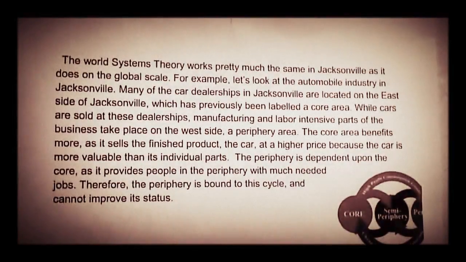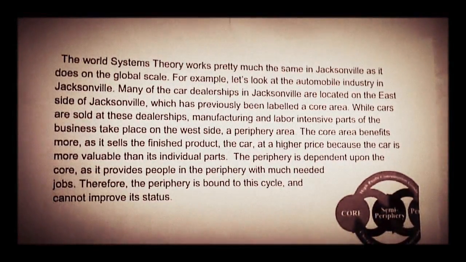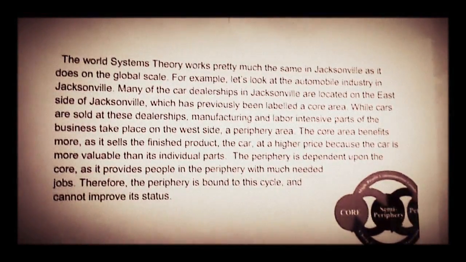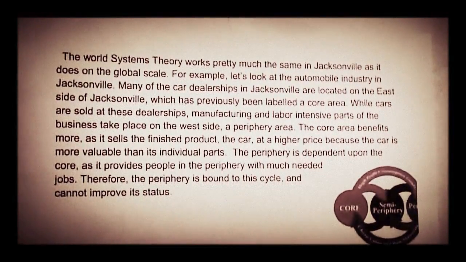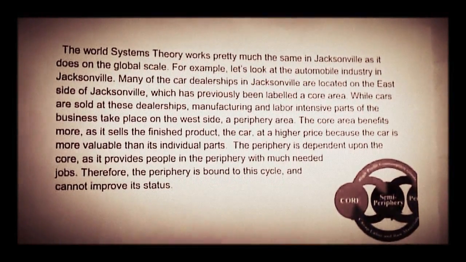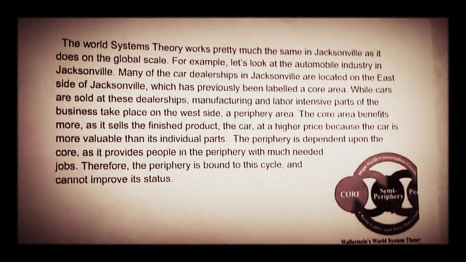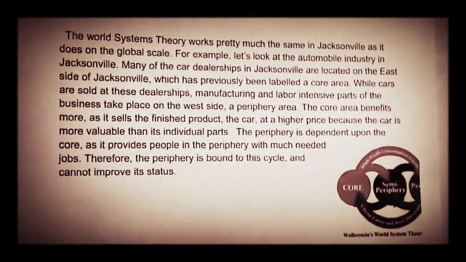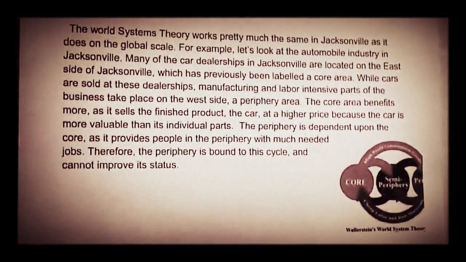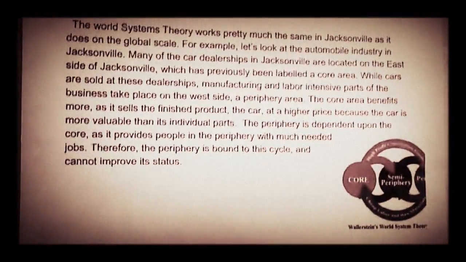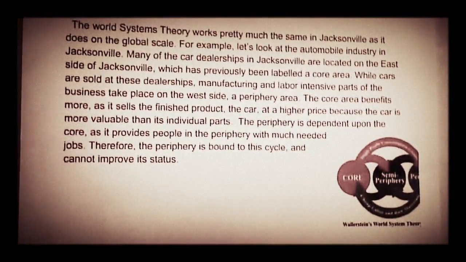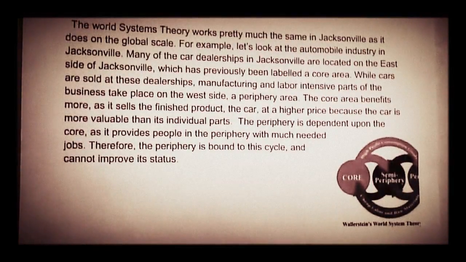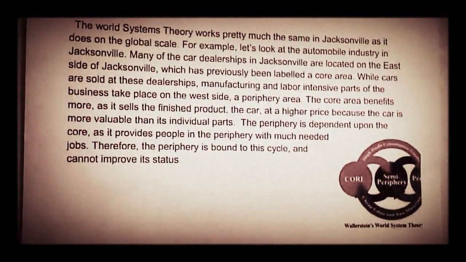For example, let's look at the automobile industry in Jacksonville. Many of the car dealerships in Jacksonville are located on the east side, which has previously been labeled a core area. While cars are sold at these dealerships, manufacturing and labor-intensive parts of the business take place on the west side, which is a periphery area. The core area benefits more as it sells the finished product, the car, at a higher price because the car is more valuable than its individual parts.